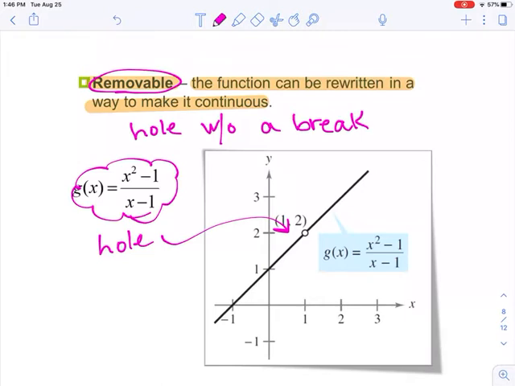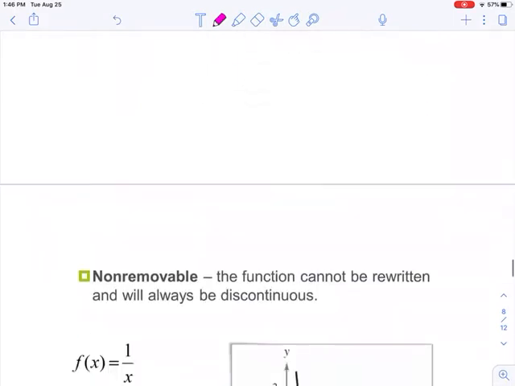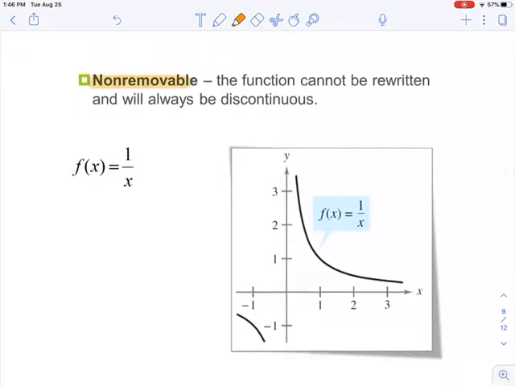Okay, so basically if you have a rational function where you get a hole, we are going to have removable discontinuity. Okay, now the kind that we can't fix, the breaks that we can do nothing about, those are going to be called non-removable discontinuity. It cannot be rewritten as a continuous function, okay? This is where we're going to have our breaks, like asymptotes or the jumps.